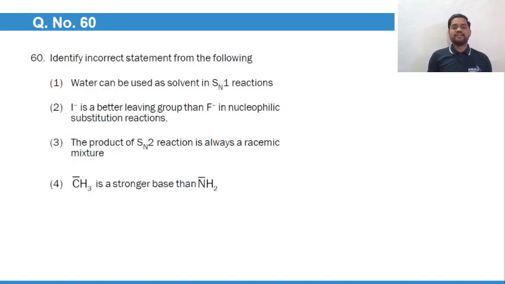60. Identify the incorrect statement. Water can be used as solvent in SN1 reaction. True, so it's not the right option, because we need the incorrect statement. I minus is a better leaving group than F minus. True, hence not the right answer. The product of SN2 reaction is always a racemic mixture. Wrong, and hence this is the right option. So question number 60, option number 3 is the right answer.